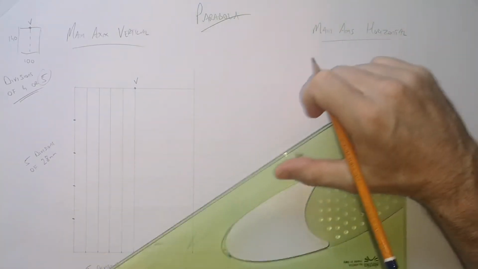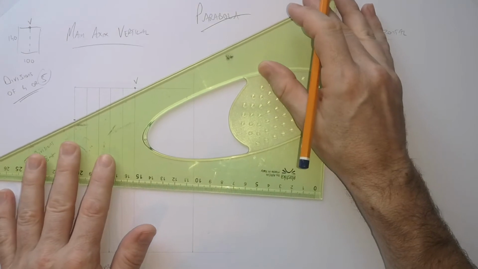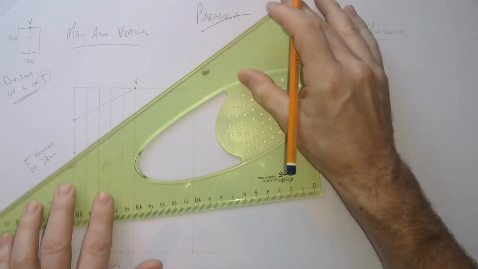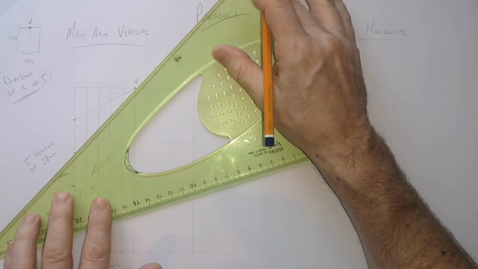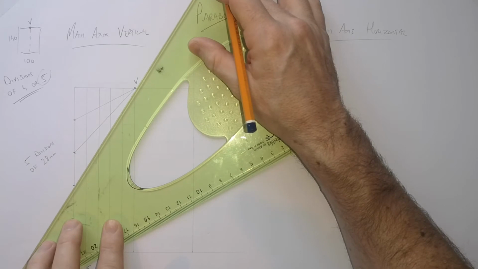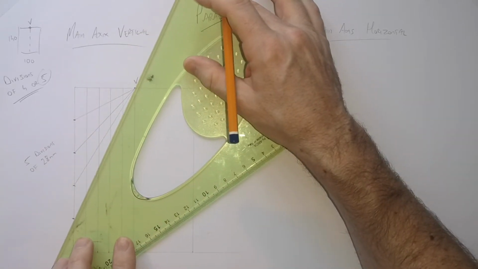Okay, now these guys all go up to the vertex. So each of those comes across like this. All right. We get this pretty little pattern here that we're going to use to draw the parabola.